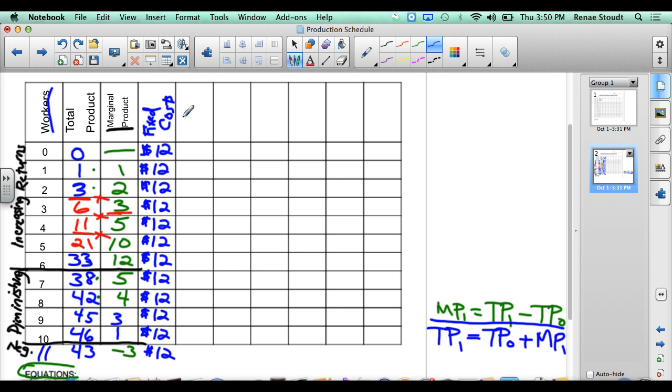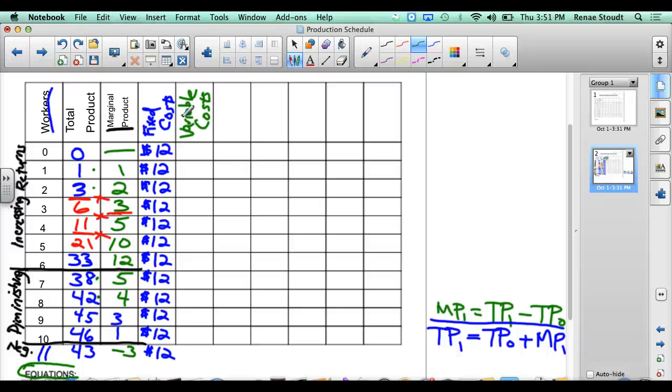Now, the next column is dealing with variable costs. All right, variable costs are the ones that actually change. Variable costs change because the output changes. Now in our airplane activity, the only thing that changed was the number of workers that we had. So that's the only thing that we're going to be paying for that's different.